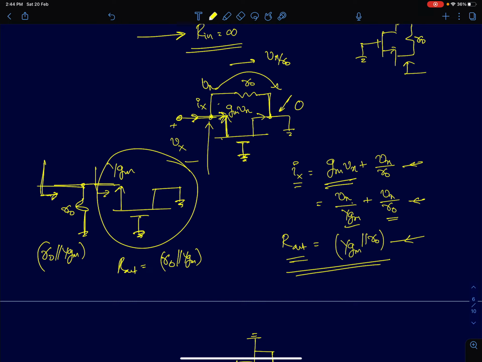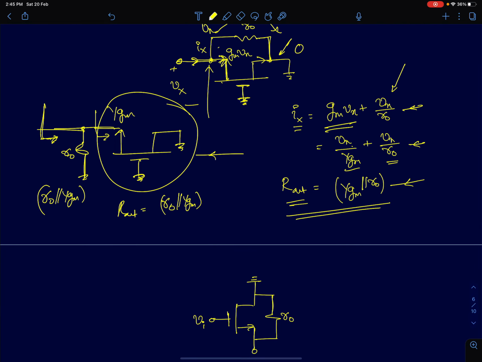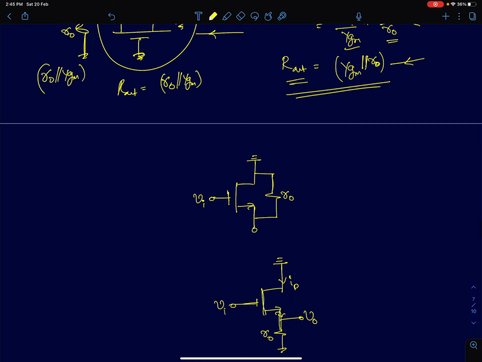But by now you should be able to write it directly without going through all these calculations. So the output resistance is 1 by Gm in parallel with R0. So if you include R0, it's going to come in parallel with 1 by Gm. So finally, we will find the intrinsic gain of this common drain amplifier in the presence of R0.